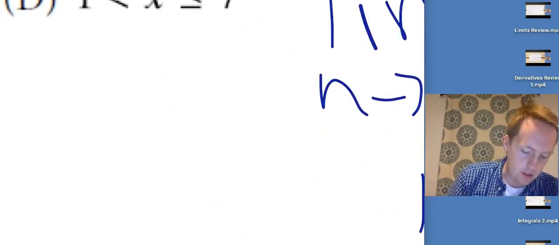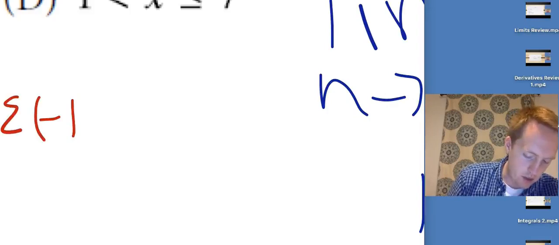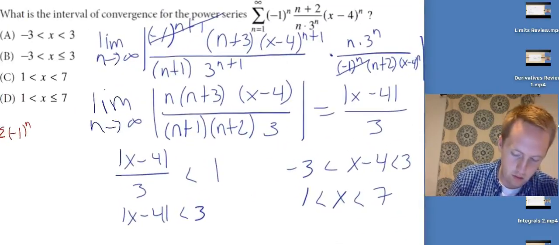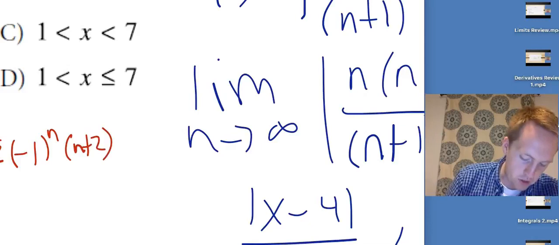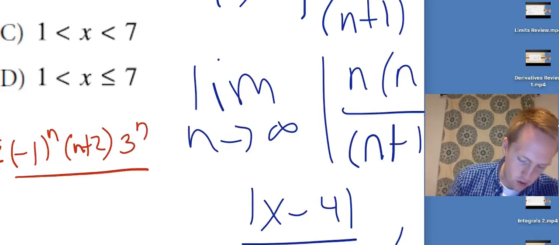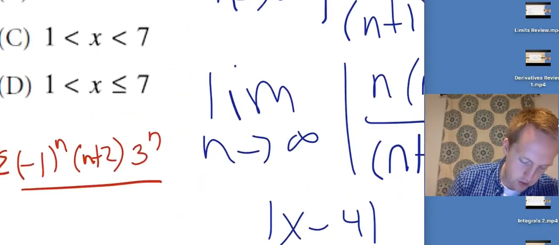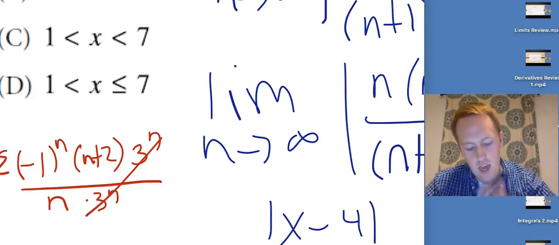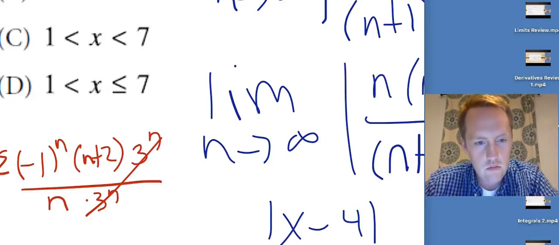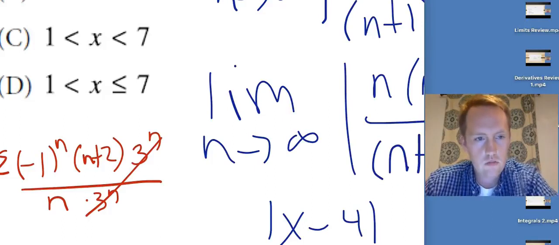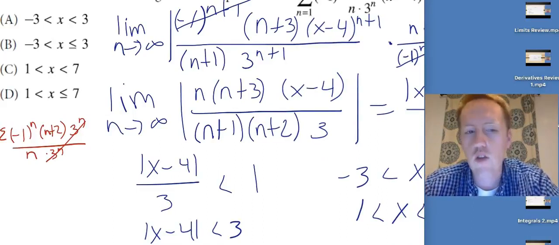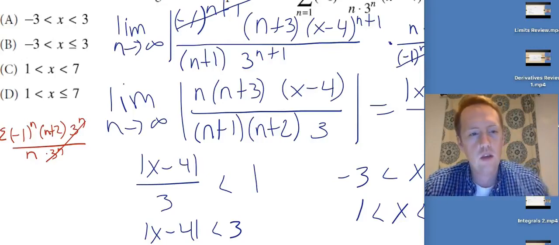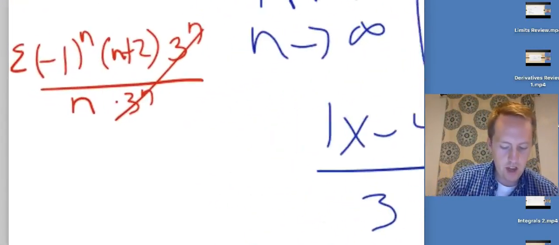If I plug in 7, this ends up being the sum of -1 to the n plus 2, 7 minus 4 is 3 to the n, over n times 3 to the n. Okay, these 3 to the n's cancel. I've got -1 to the n times n plus 2 over n. I don't think that's going to converge. The reason it's not going to converge is because I essentially just got n over n. That's not going to work for me. Essentially, I'm adding up a bunch of 1s.